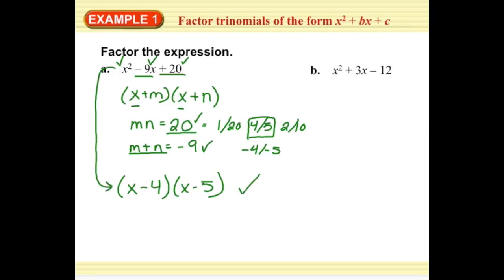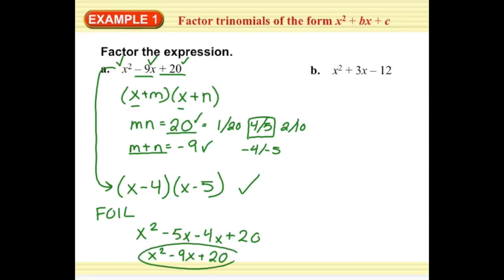Now the reason I want to factor is because then I'm going to have to solve for the 0 values or the x values. If you want to check your work, you can just FOIL. X times x is x squared. X times negative 5 is minus 5x. Negative 4 times x is negative 4x. Negative 4 times negative 5 is positive 20. I combine like terms, and I get x squared minus 9x plus 20, which is what I wanted. So we're all set with that example.